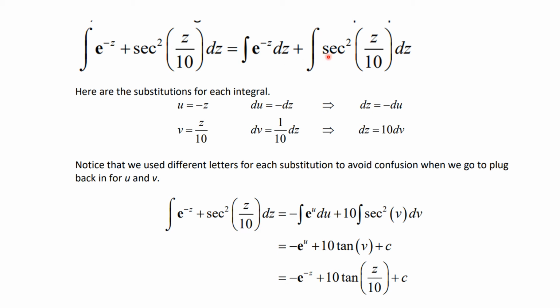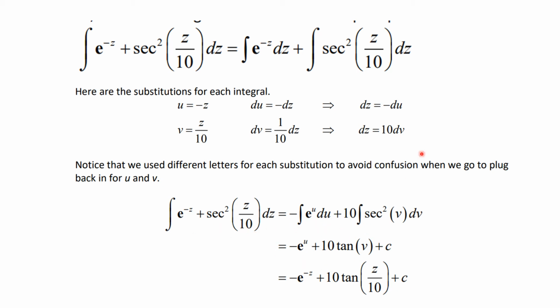In the second one, when we're integrating this, the variable that we need to substitute for is z over 10. So we're letting v, we're going to use a different letter just not to be confused. So v is equal to z over 10. dv is going to be 1 over 10 dz, and that's going to tell us that dz is equal to 10 dv. Now, notice that we used different letters in each one of those. We talked about that. So let's keep going then.